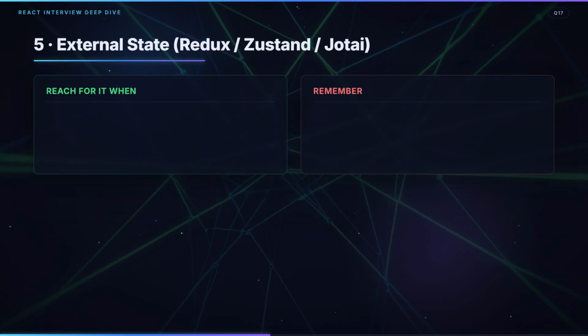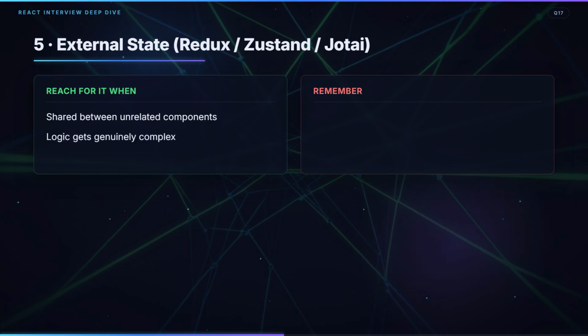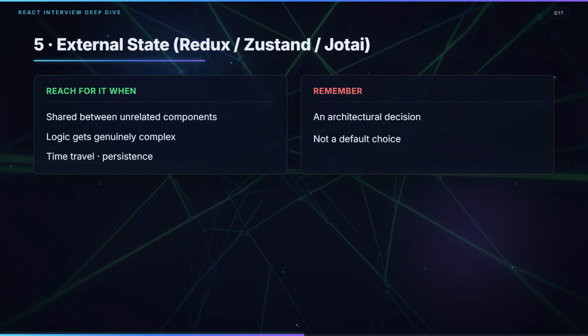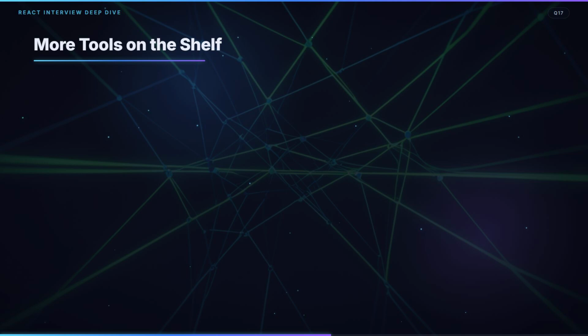When state must be shared between unrelated components or the logic gets genuinely complex, you reach for an external store: Redux, Zustand, Jotai. You select the slice you need and the component re-renders when it changes. This is an architectural decision, not a default. Do not start here. There are more tools on the shelf.